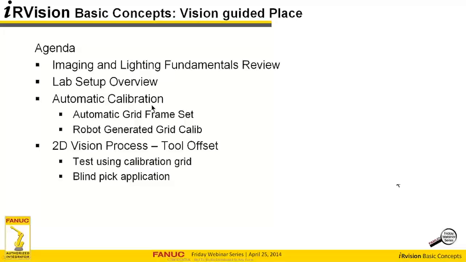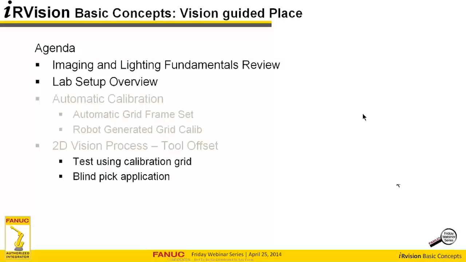In specific, we're going to talk about how to do automatic calibration. There's a couple ways you can automatically calibrate an iRVision system. What David showed in the first webinar was what I call manual calibration, where you put the grid down and plot the grid as a user frame. There's ways to do that automatically, so we'll go through that. And then we'll go through a couple different 2D vision processes where we're generating a tool offset rather than a frame offset, which is what we did in the last vision webinar.